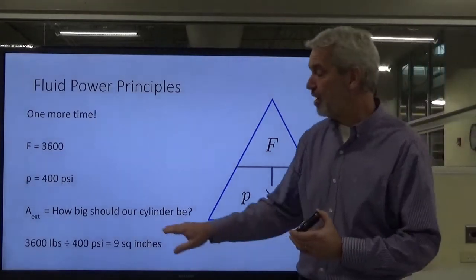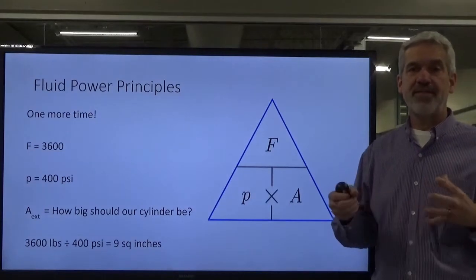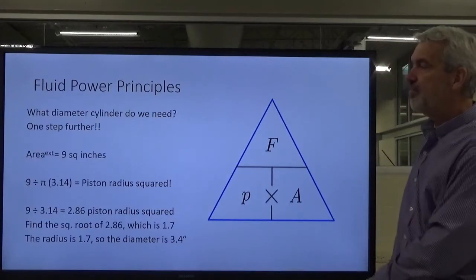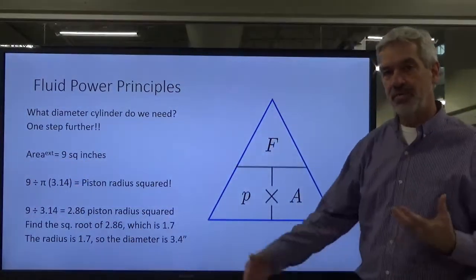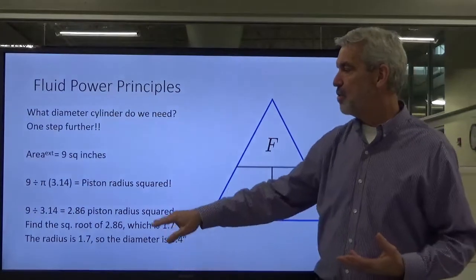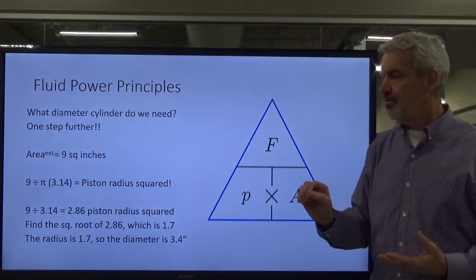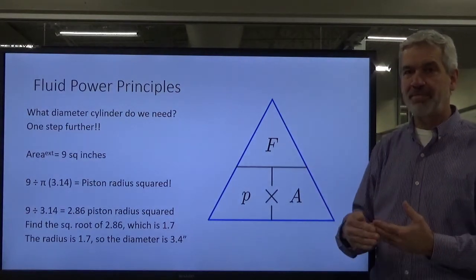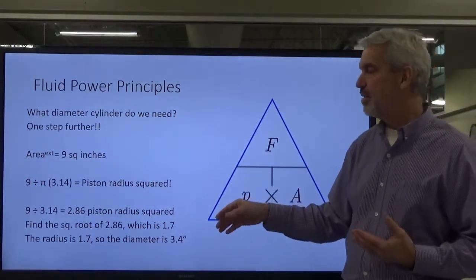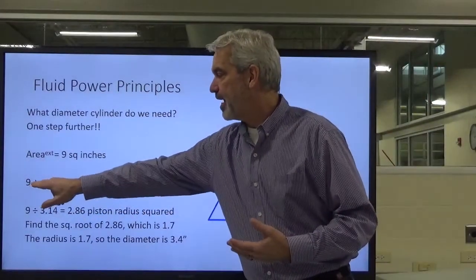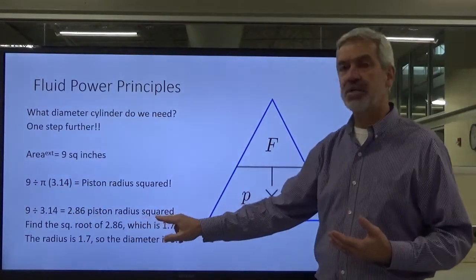Okay, but as I said before, we can't specify a cylinder with 9 square inches. We have to go and find the diameter. Okay, we're going to step through that again. So we got an area on our extend side of 9 square inches. Okay, we divide by pi. And that leaves us with a squared radius, the r squared. Okay, it's not quite far enough yet. We've got to take it down and find the radius so we can multiply it by 2 to find the diameter. So in this particular case, we divided 9 by pi, and we wound up with a 2.86 piston radius squared.